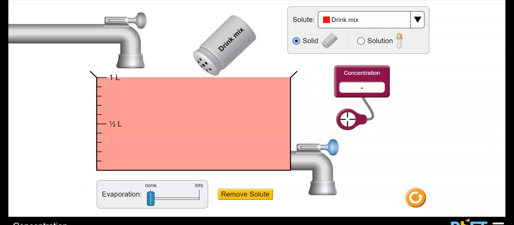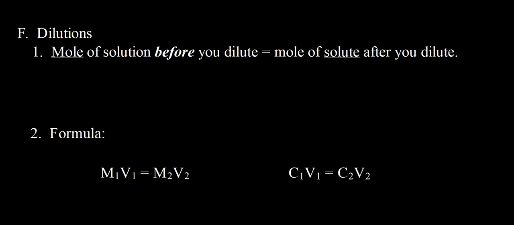So let's take a look. As I mentioned before, when you dilute, the amount of the solute before you dilute is the same as the amount of the solute after you dilute. So I'm going to write it like this: moles 1 equals moles 2, the 1 being before diluting and the 2 being after diluting. So how about this then? We just did this a little while ago. How do you determine the amount of moles of a solute in a solution?